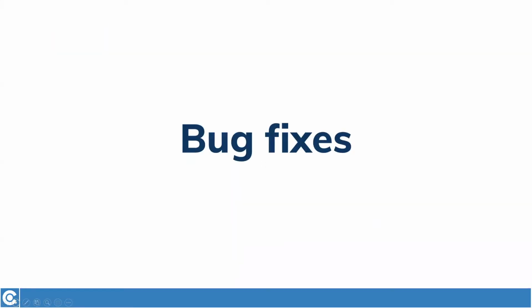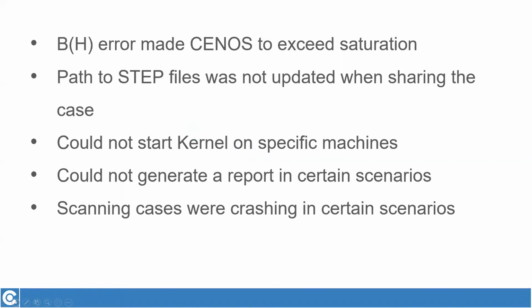We not only develop and introduce new functions, but also pay close attention to maintaining the work of the existing ones. So with version 2.7, we have also noted and fixed multiple bugs. In the previous version, a BH curve linearization algorithm error was present, which made CENOS exceed saturation in specific cases, which therefore affected the results of these calculations. This error now has been noted and fixed.